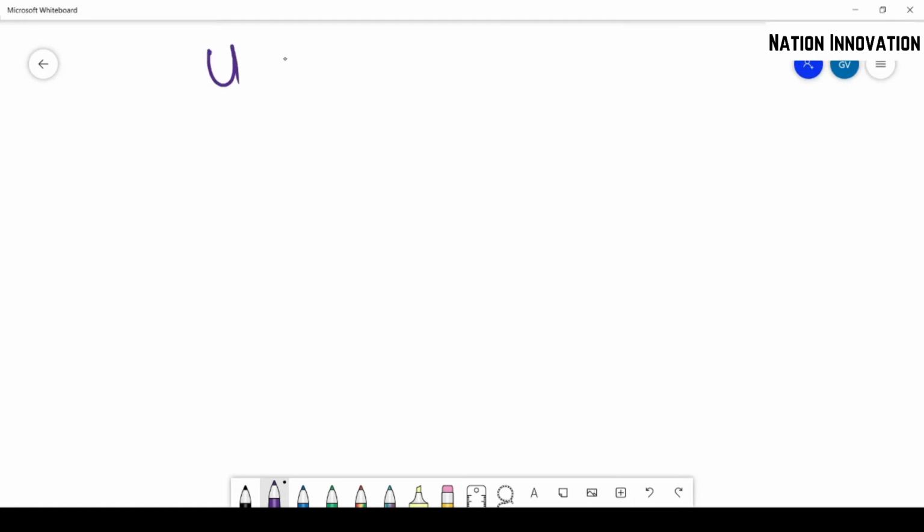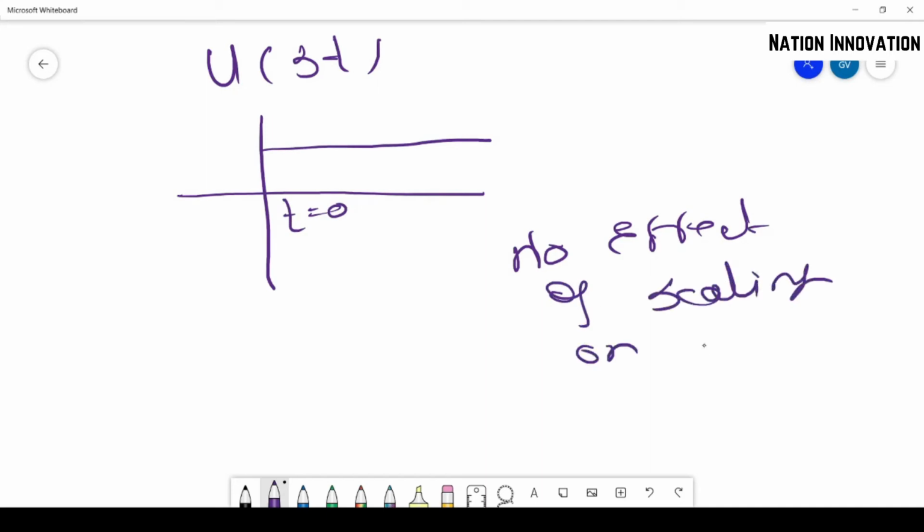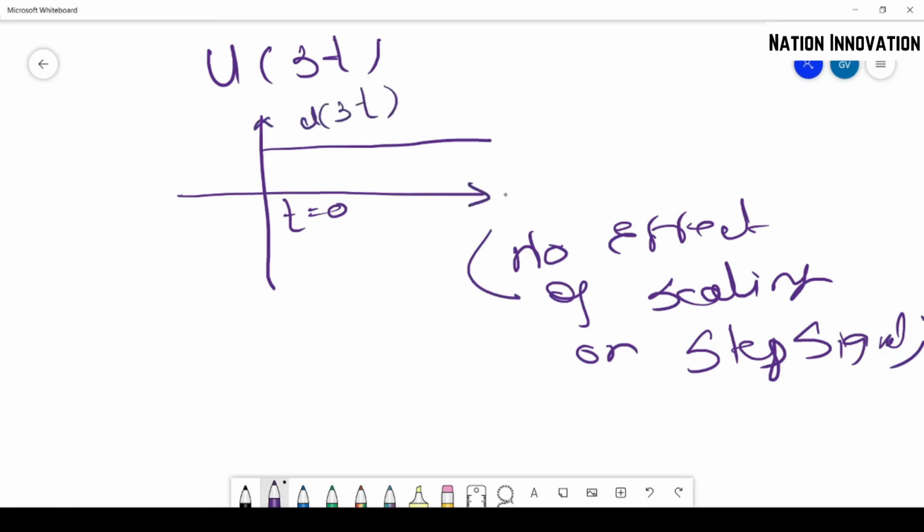Same if I go for u of 3t, this will also be the same. No change in the amplitude. So scaling has no effect on the step signal. This will be u of 3t. This is t, it is going up to infinity. This is 1. Okay.